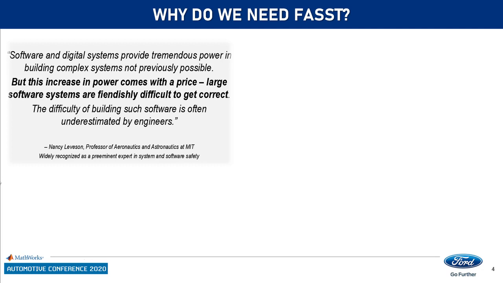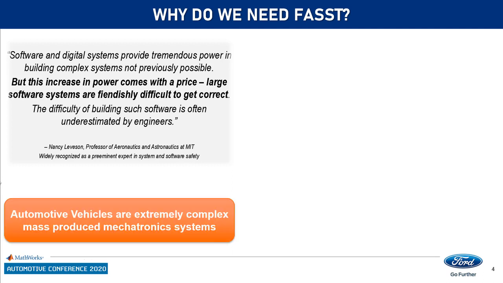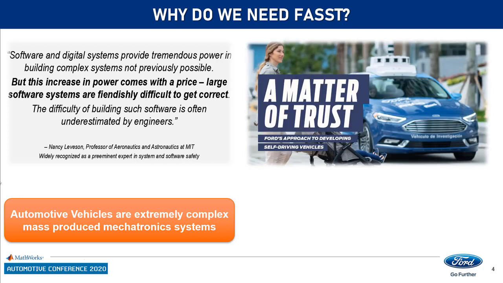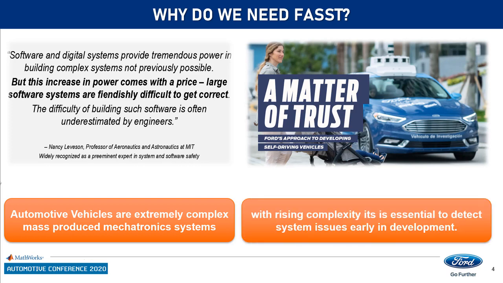And I think we can say this is also valid for our automotive sector, because modern vehicles are getting hundreds of millions of lines of code. Automotive vehicles are extremely complex, mass-produced mechatronic systems. And those are the vehicles of today. But what about the future? We're coming into the automated driving field with much more complex vehicles. And with this rising complexity, it is key for us to detect system issues early on in development.